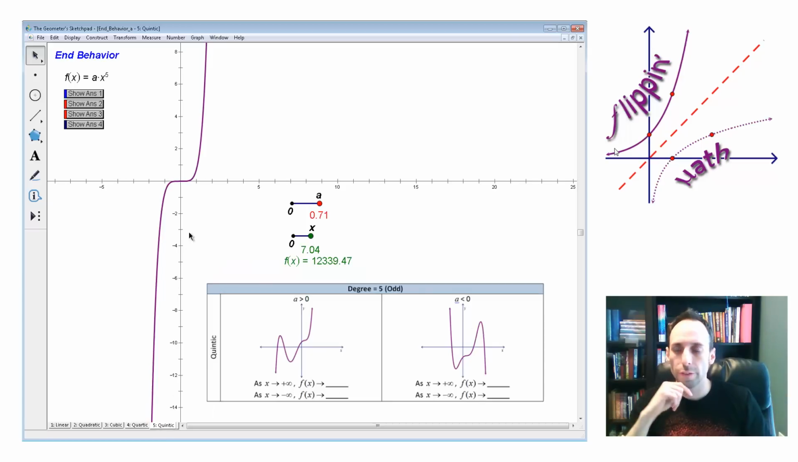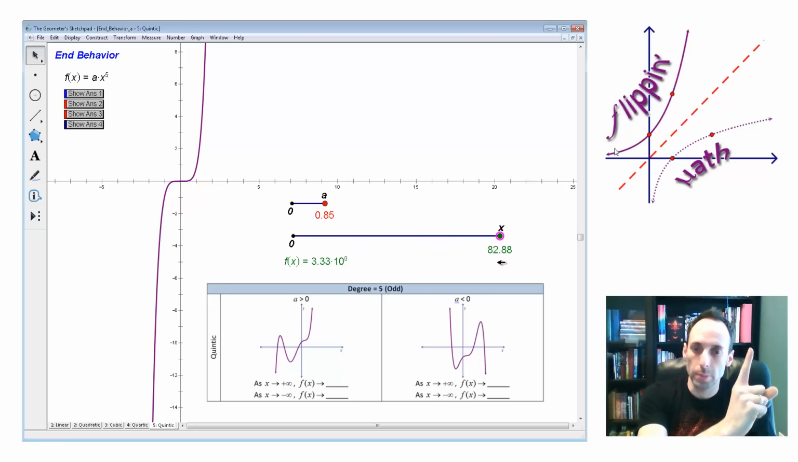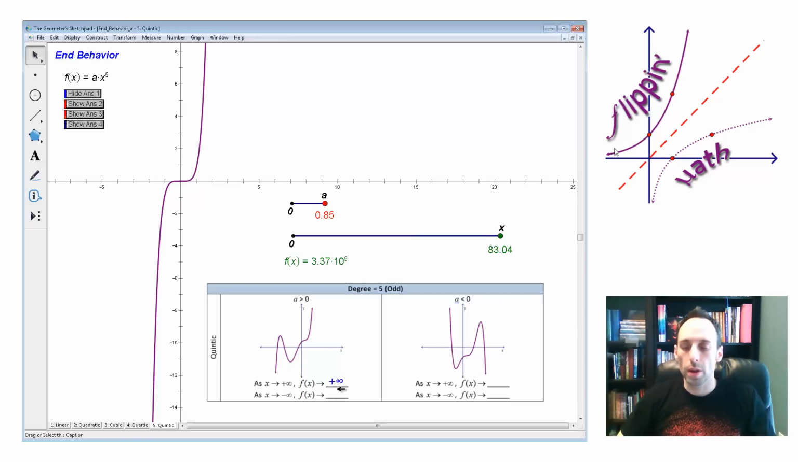Let's do the quintic one. Fifth power. It's another odd one. Which other ones were odd? We had the linear one, we had the cubic one. A is positive here, negative over here. Okay, so as x goes further to the right, f of x, look at that, to the 8th power, 10 to the 9th power, in the billions now, it's going to positive infinity. What about if x goes to negative infinity? Whoa, did you see that green dot? Barely. It's going down to negative infinity.